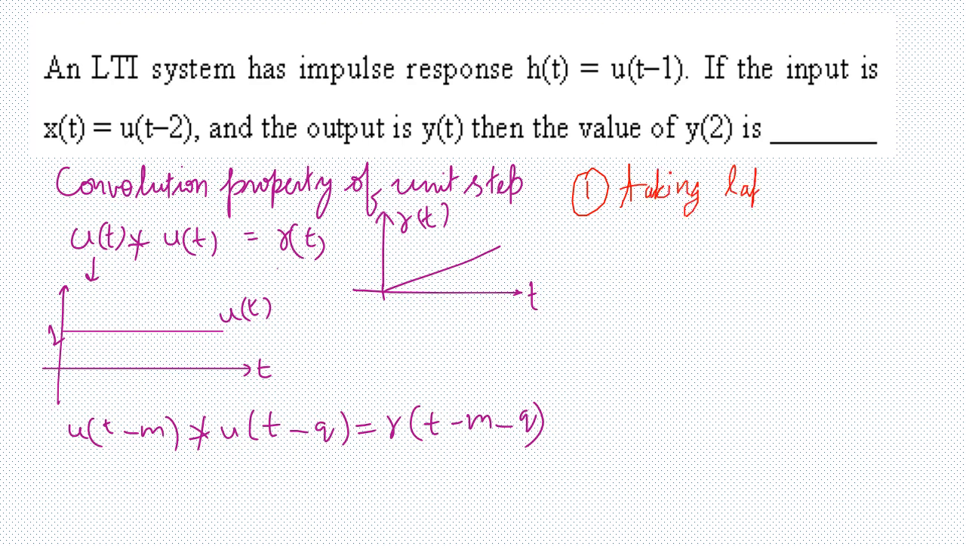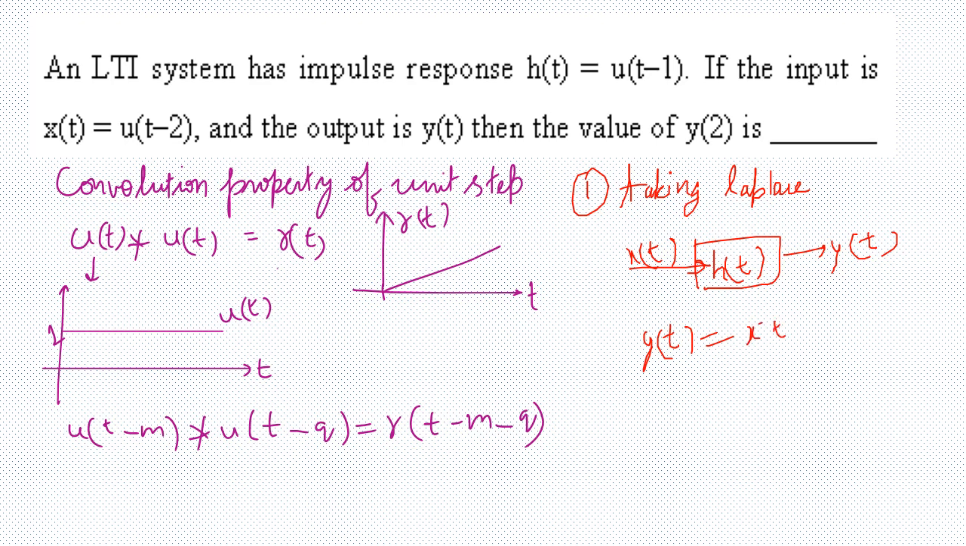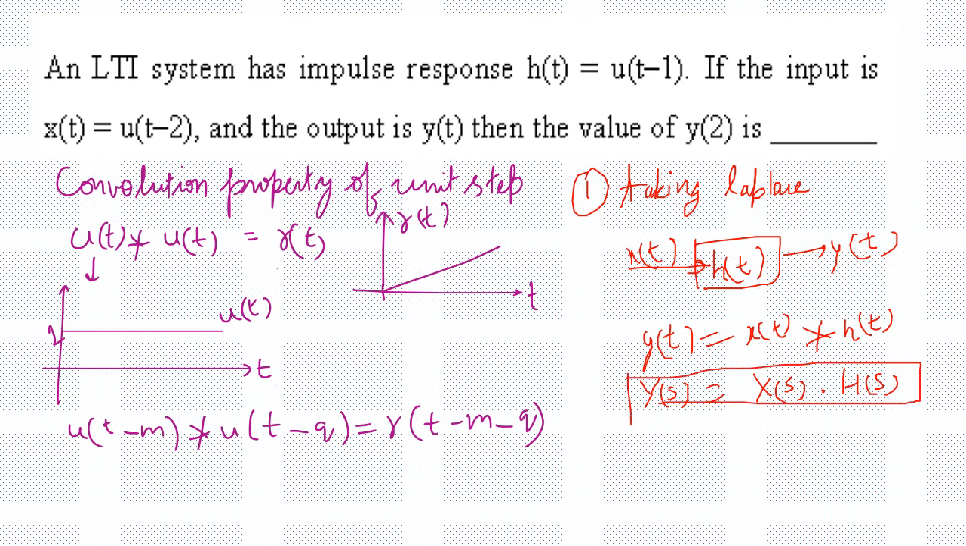How can we use Laplace? Say this is our h of t, which is our system. This is x of t and this is y of t. We can write y of t as x of t convolved with h of t. If we take Laplace, then it is simply multiplication, so X of s times H of s. We can use the Laplace property, and with that we can solve this question. That is one way of doing it.